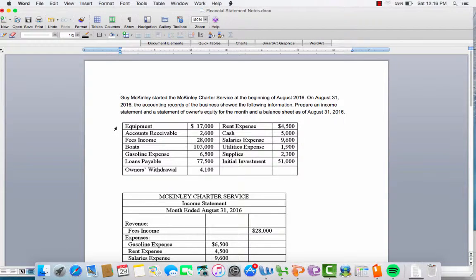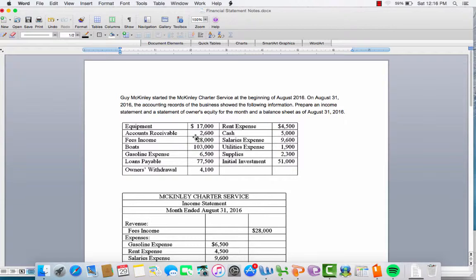So let's go through each one of these really quickly so we get an idea of what we're dealing with. And then we'll use this information to actually prepare our financial statements. So we see here the balance in our equipment account is $17,000. So Guy McKinley, the owner of this company, might have a bunch of different types of equipment, maybe fishing rods and reels, life preservers, things of that nature that he's going to keep on his boat. So if we add up the value of all that different equipment, it comes to $17,000.